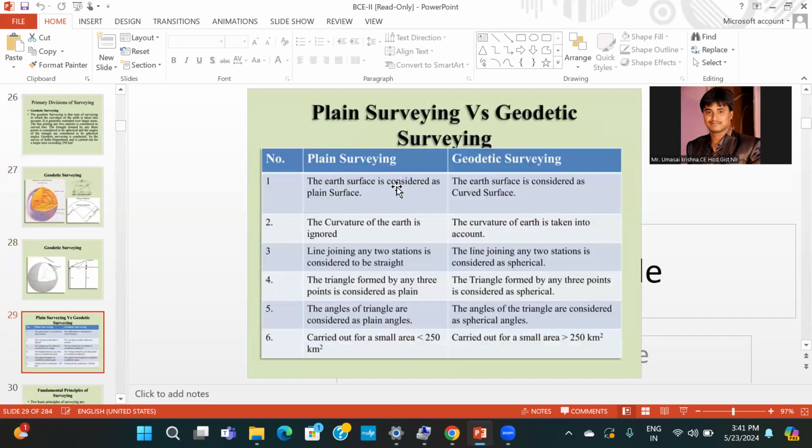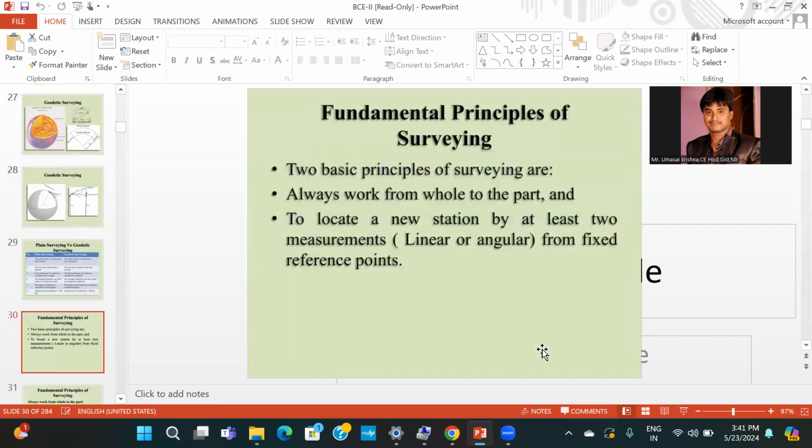And the main difference between plane surveying and geodetic surveying: in plane surveying it is considered as a plane surface, and in geodetic surveying it is considered as a curved surface. In plane surveying the curvature of earth is ignored, and in geodetic the curvature of earth is taken into account. In plane surveying, a line joining any 2 points is straight. Here it will be in spherical condition. The triangle formed by any 3 points is considered as plane. Here the triangle formed by any 3 points is considered as spherical. So you have seen the image also. The angles of triangles are considered as plane angles. Here they are spherical angles, and the area should be less than 250 square kilometers. In geodetic surveying, the area will be greater than 250 square kilometers.